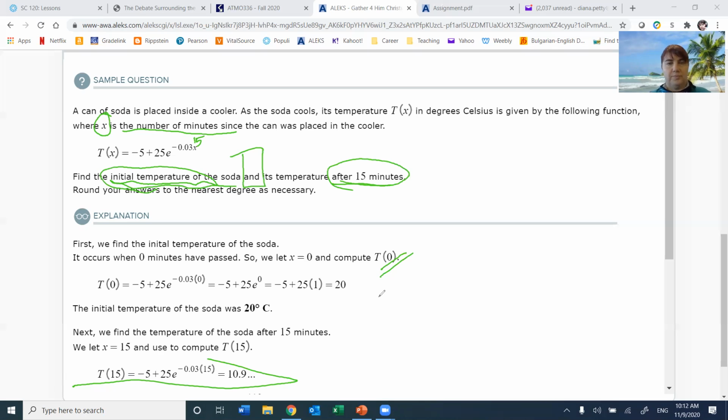This is what you do. The next clip will continue.